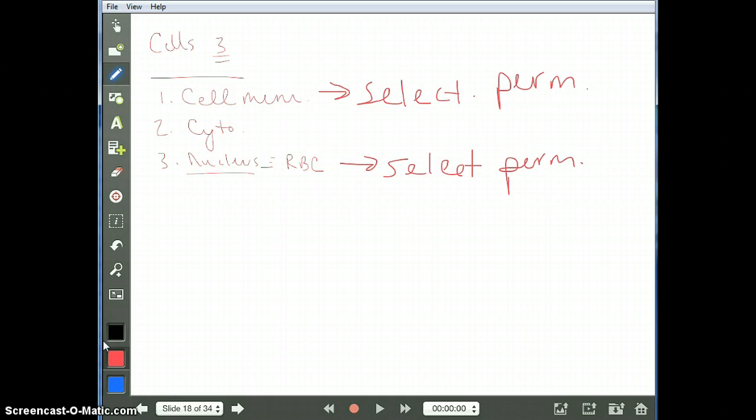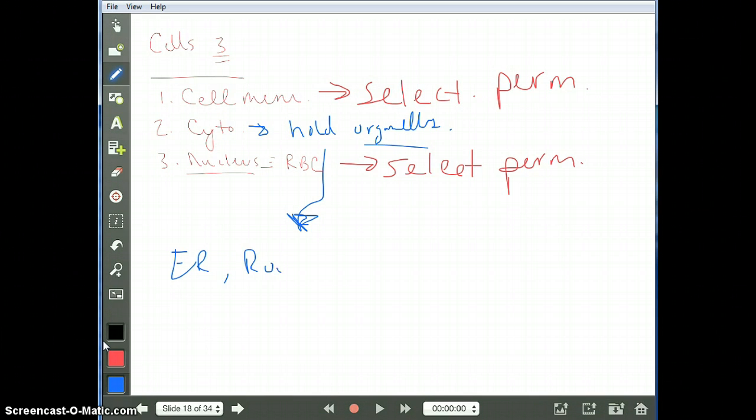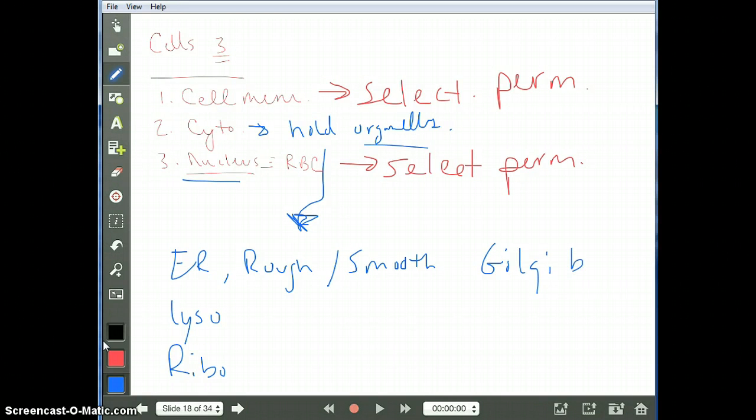The cytoplasm, its job is to basically hold organelles. Hold the organelles in place. Now, examples of organelles that we cover that you're going to want to know again are things like the ER. There are two types, rough and smooth. We've got lysosomes, we have ribosomes. Again, the nucleus would be one of those. Golgi body.